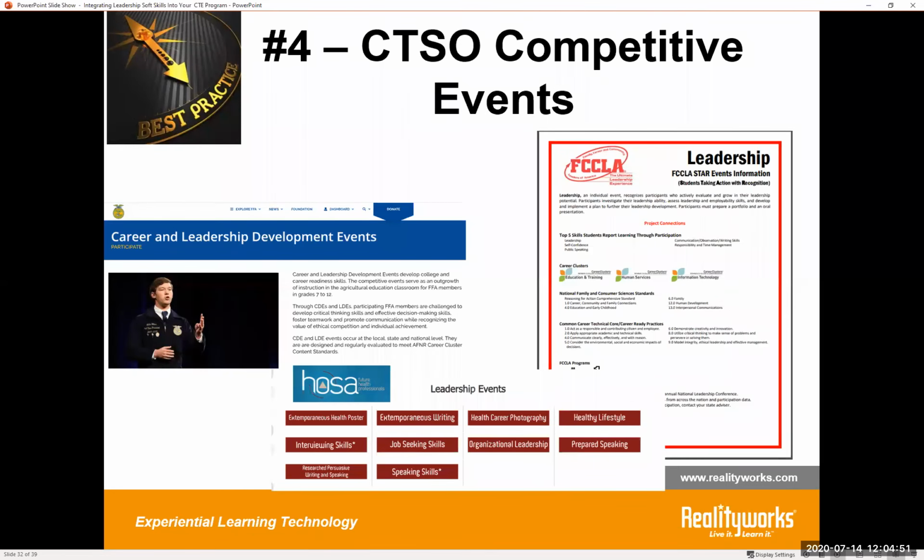So number 4, CTSOs. Now we know that many CTSO organizations have leadership competitive events. FCCLA has leadership star events. FFA has many career and leadership development competitive events and opportunities. HOSA has at least 10 leadership events that cover a variety of soft skills. So we think that some of the ideas that we shared today could help your students prepare for these leadership events. So, these ideas could give your students practice and application of those important leadership soft skills. So you might want to take a few and try them out and see how they go.